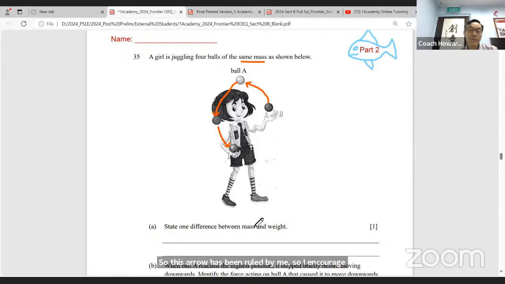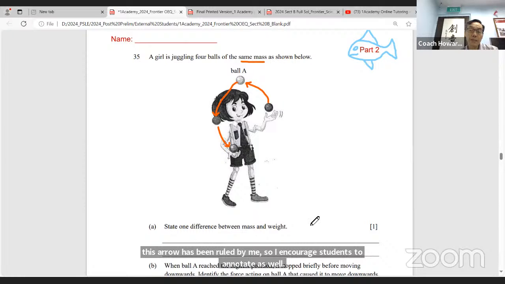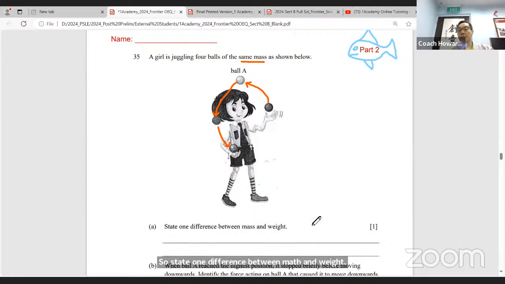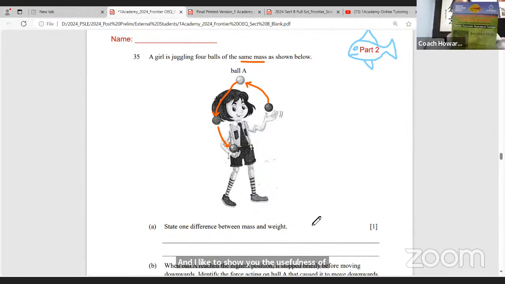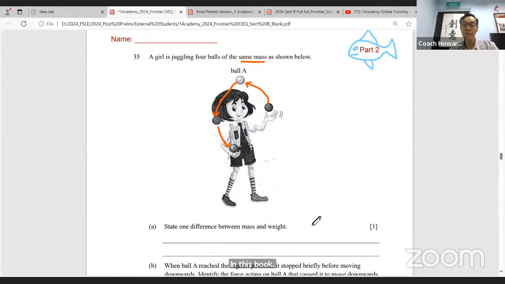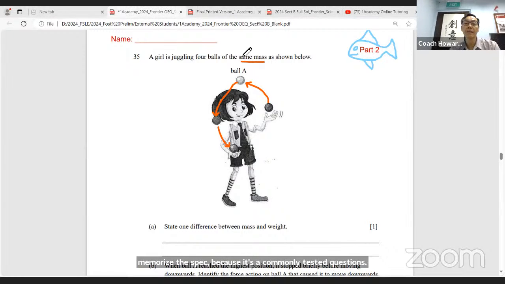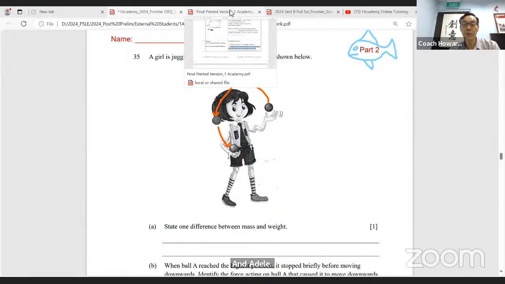State one difference between mass and weight. And I'd like to show you the usefulness of this book, which I published, as you can see here. In this book, on a certain page, I've taught students to memorize this fact because it's a commonly tested question. There are two students online with me now, Gideon and Adele, and I pray that they can understand this question fully.